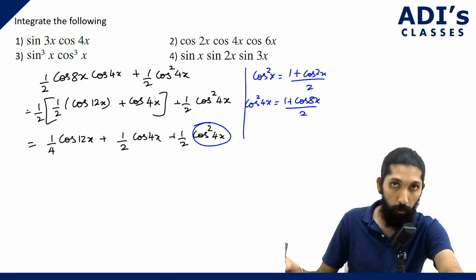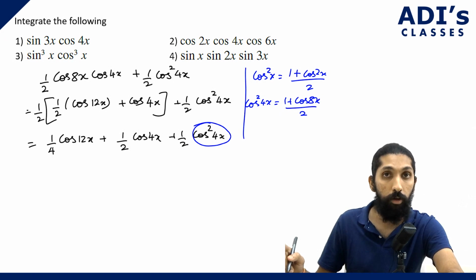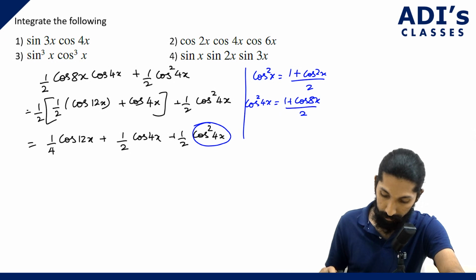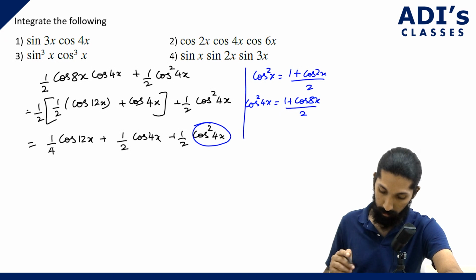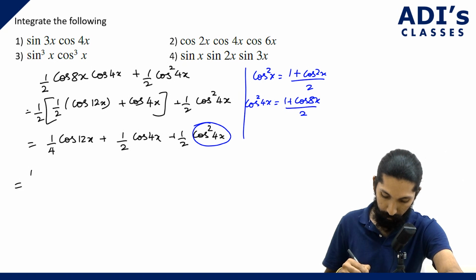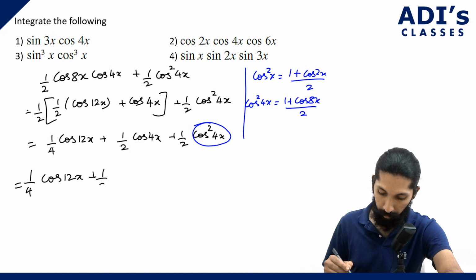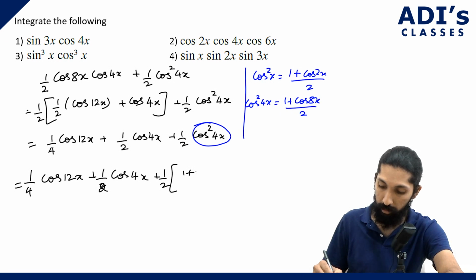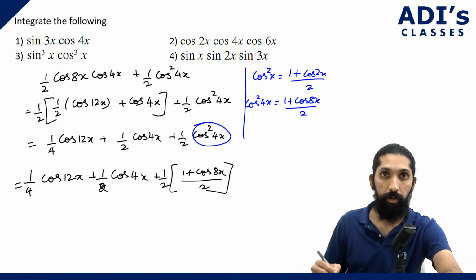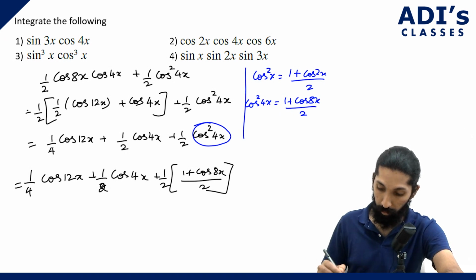So cos square 4x is going to give us cos of 8x. Okay, so now what do we have? 1/4 of cos 12x. So keep it as it is right now. 1 by 4 cos 12x plus 1 by 2 cos 4x, half of 1 plus cos 8x divided by 2. Right? So then what do we do?